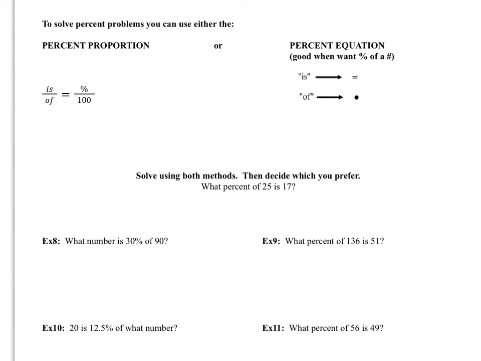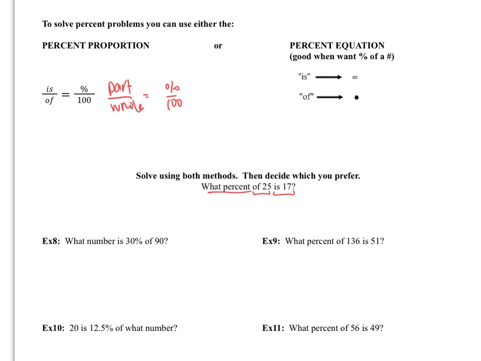So here we're going to use the percent proportion to solve percent problems. One of the ways we can do that is using this proportion called is over of equals percent over 100. It's possible you've seen it before as part over whole equals percent over 100. Let's see it in action here. So it says, what percent of 25 is 17?